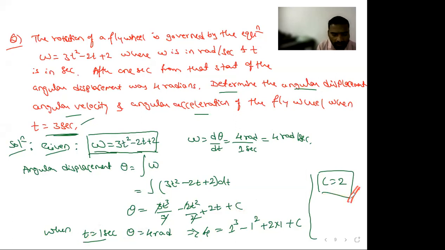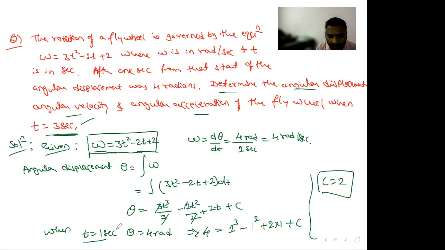Up to this much, is it understood, everyone? Sir, why is it C equal to 2? The integration constant. Look here, 3t square becomes 3t cube by 3, minus 2t becomes 2t square by 2. Integration also gives plus c, right? Yes or no? Integration constant c comes, right? Yes, sir. So t value is given, theta value is given, substitute, and you will get the value of c is equal to 2.